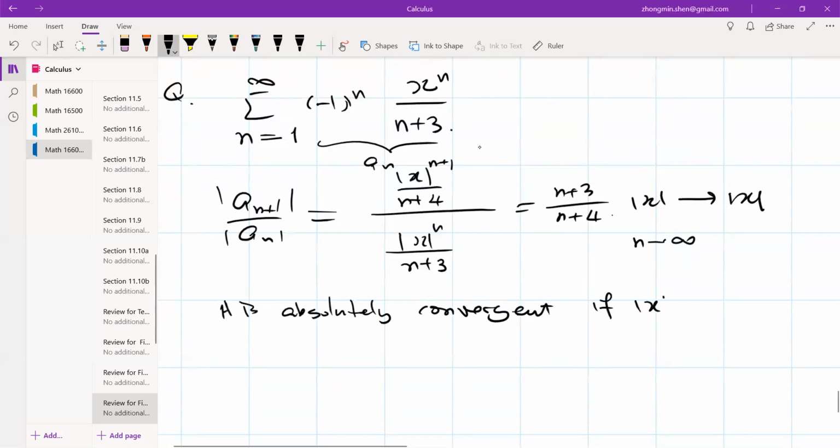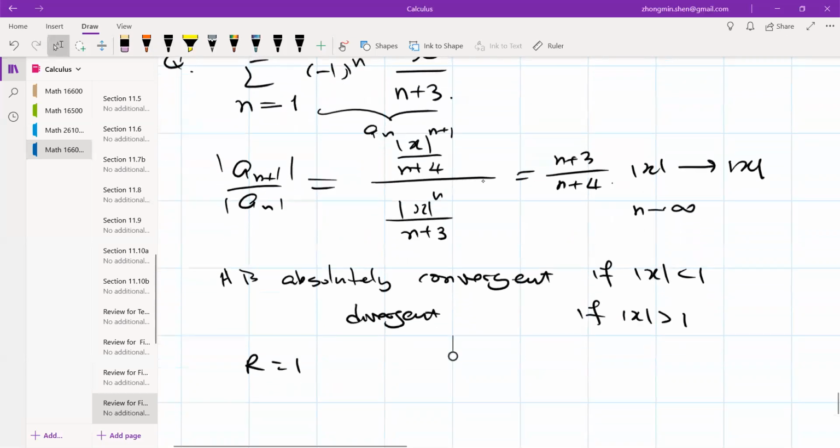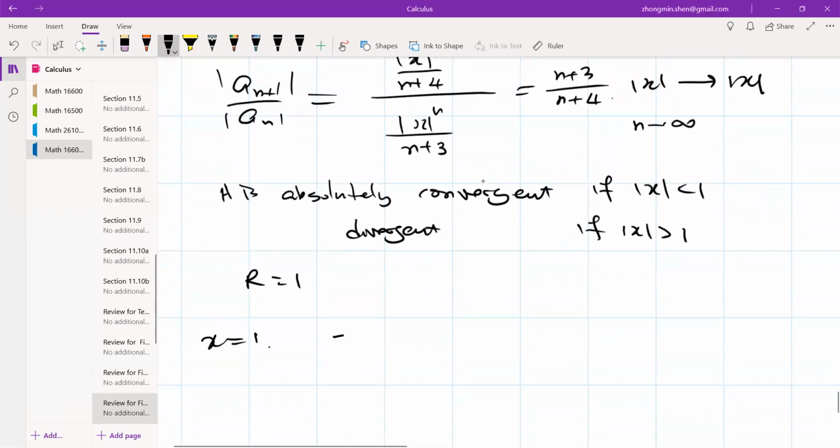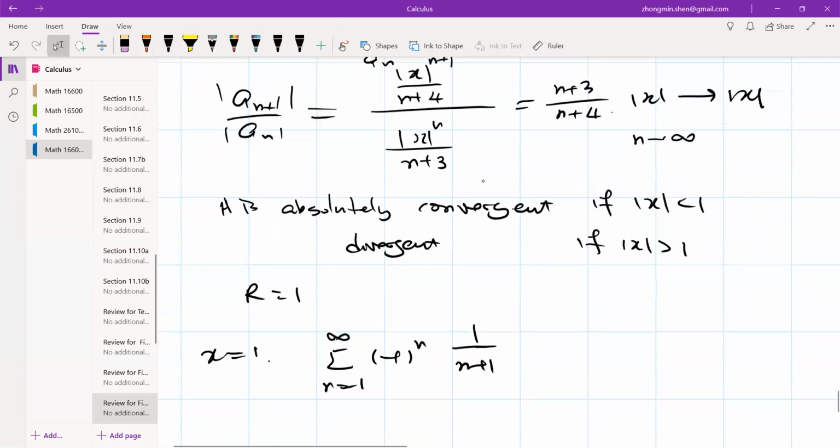So clearly, it is absolutely convergent if absolute x is less than 1. And it is divergent if absolute x is greater than 1, right? So the radius of convergence clearly is 1. The question is, how about the endpoint, right? You want to find the interval of convergence. At the endpoint, when x equals 1, this will be negative 1 to the n, over n plus 3. And this clearly is convergent, okay?